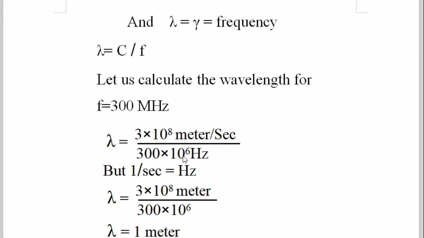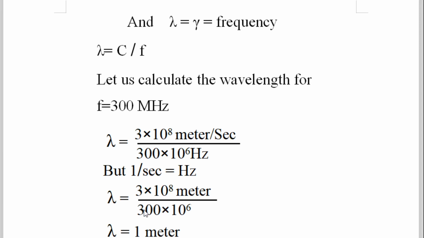300 mega means 10 raised to plus 6 hertz. Hertz is 1 by second, and the unit of c is meter per second, so meter into hertz will be there, and this hertz will get cancelled. So only meter will remain. So 3 into 10 raised to 8 in the numerator, and 300 into 10 raised to plus 6 in the denominator.